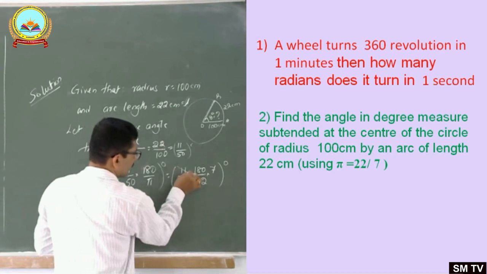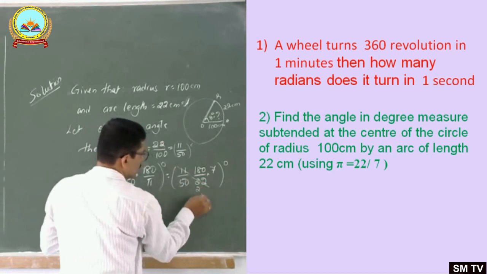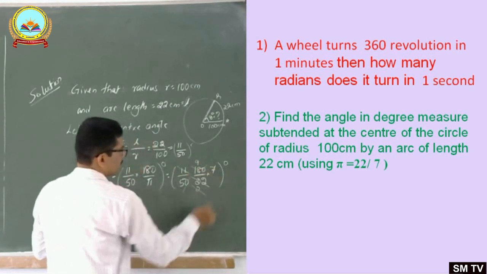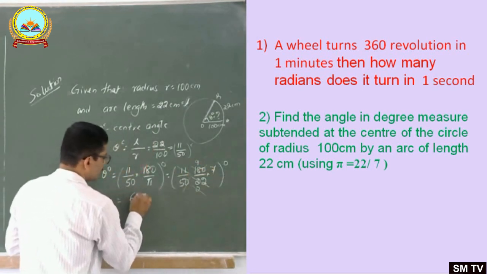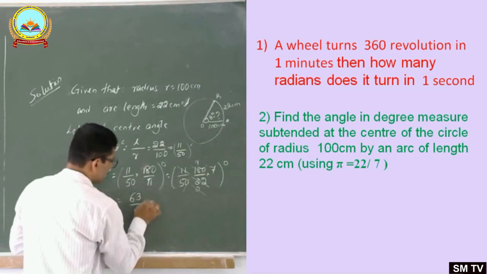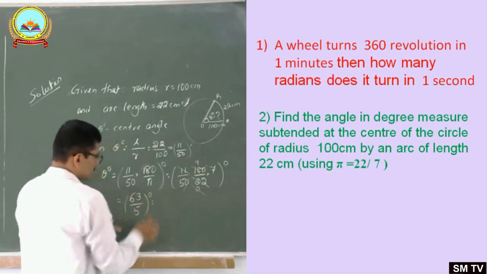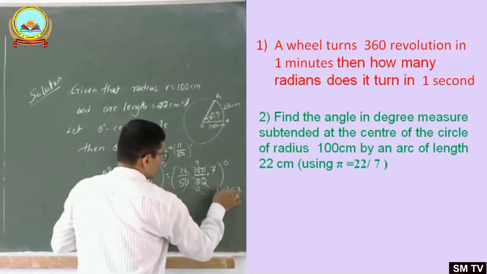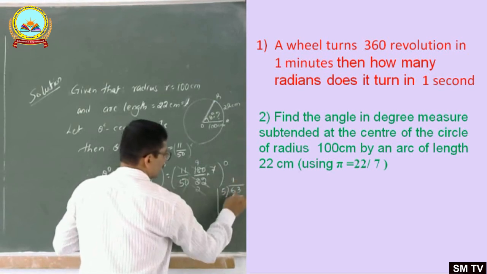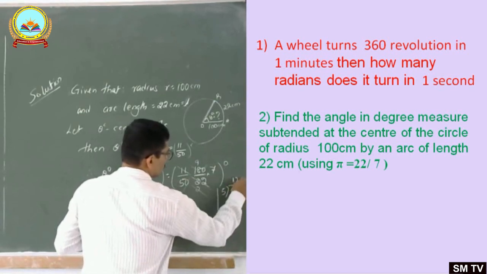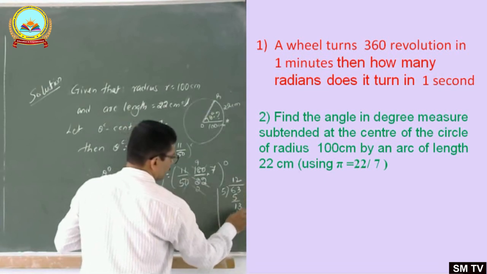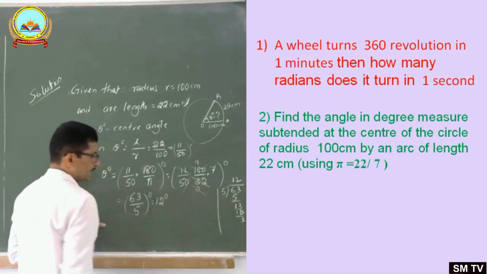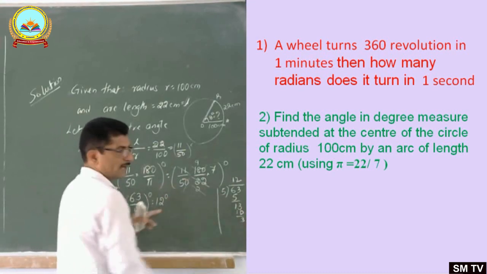Simplify: 11 ones are 11, 11 twos are 22, and 2 into 100 cancels, giving 9. It means its value is 9 into 7, that is 63 divided by 5 degrees. This is an improper fraction. Rough work: 63 divided by 5, 5 twelves are 60, you get remainder 3. Therefore 12 degrees is the complete degree, and 3 by 5 is a fraction of a degree.